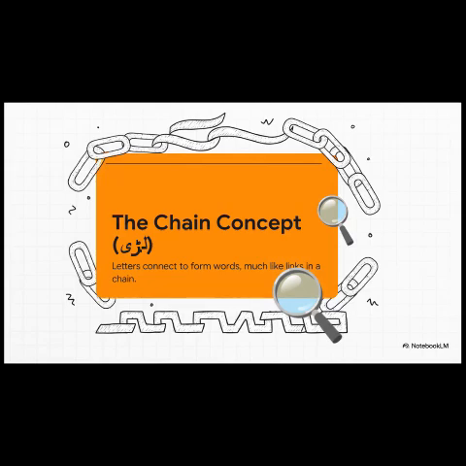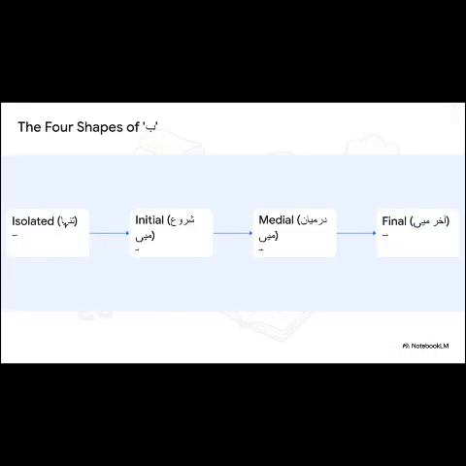They link up to form a word in one continuous fluid motion, almost like links being joined together in a chain. Let's look at a real example with the letter ba. When it's all by itself, it has its full, complete shape. But watch what happens when it joins a word. If it's at the beginning, it uses a special starting form that reaches out to the next letter. If it's in the middle, it has connectors on both sides. And at the end of a word, it connects to the letter before it and then finishes off with its final form. It's the same letter, just adapting to fit its position in the chain.